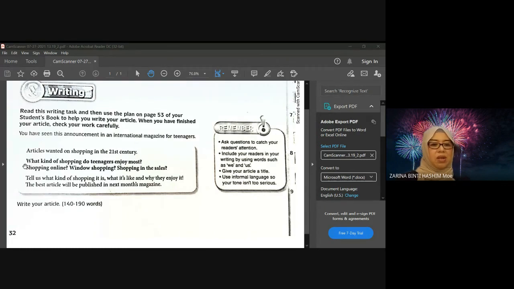Okay. What kind of shopping do teenagers enjoy most? Okay. What kind of shopping? Okay. And then either shopping online, window shopping, or shopping in the sale. Okay. And then tell us what kind of shopping it is. Okay. What it is like and why they enjoy it. Okay. The best article will be published in the next month's magazine.